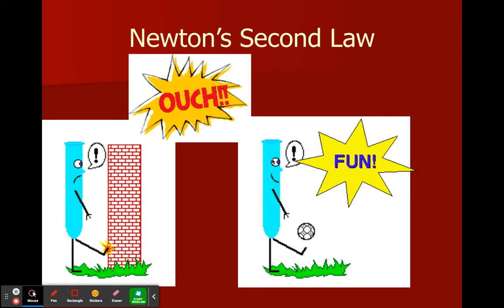So again, this is the reason why if you kick a brick wall with a large mass, so you're applying a force to it, you're not really going to accelerate this wall, or you'd have to kick it extremely hard to accelerate this wall. When you kick a soccer ball with the same amount of force as you kick the wall, it has a low mass, so it accelerates very quickly, and we have fun. So ouch and fun, in case you didn't know.